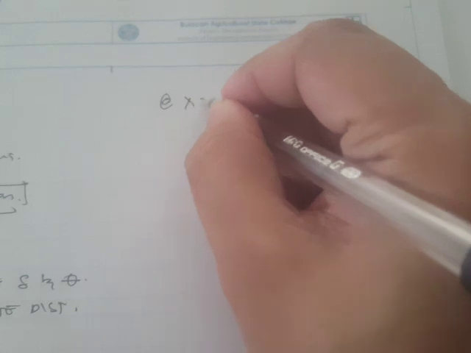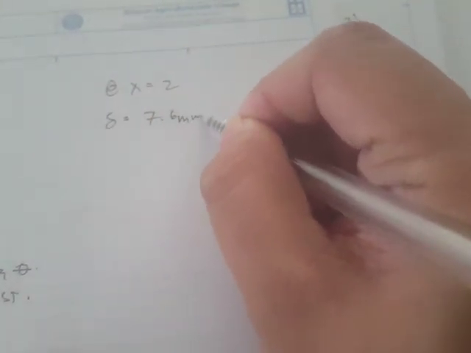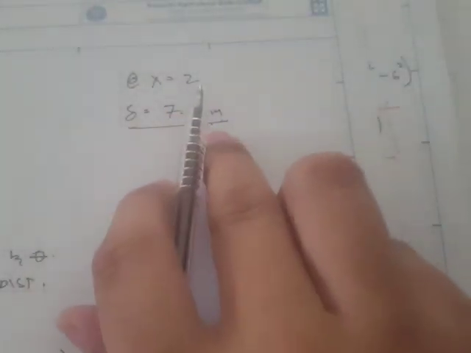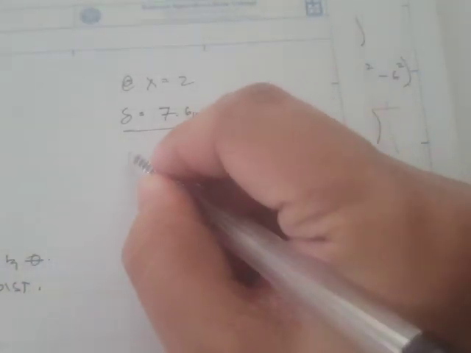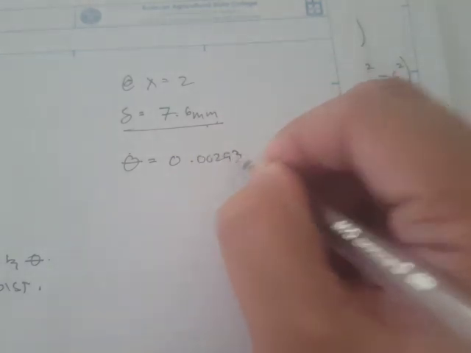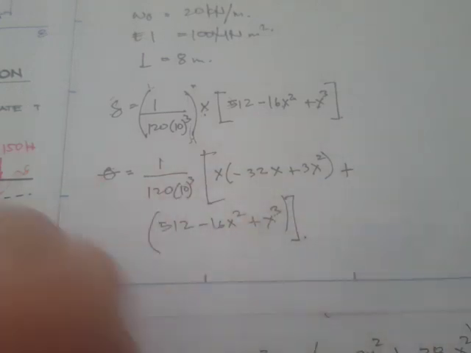So let's evaluate now. At x is equal to 2, if you substitute x equal to 2 into this deflection equation, we get a deflection of 7.6 mm. Take note, I converted the units to mm; although we started with meters, we converted it to mm. And the slope is equal to 0.00293. For the slope, you just have to substitute the x value in this expression.